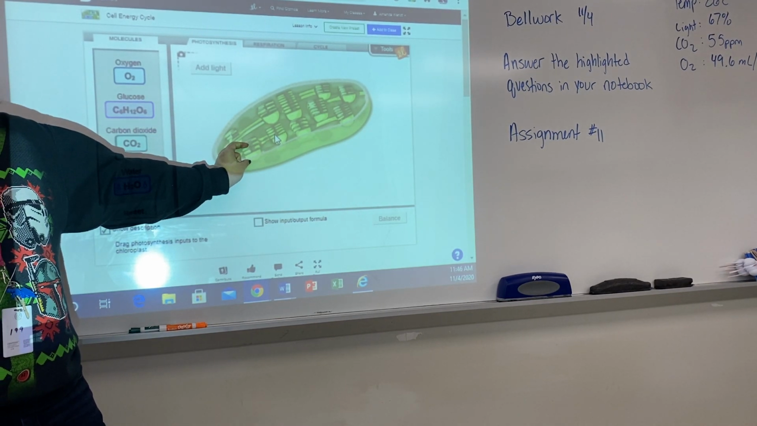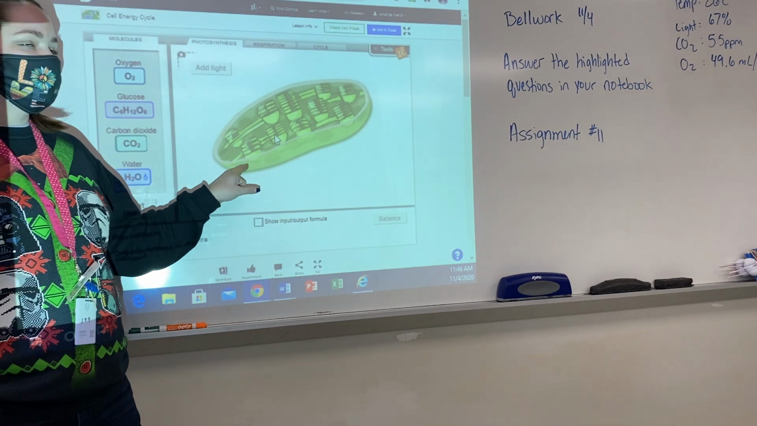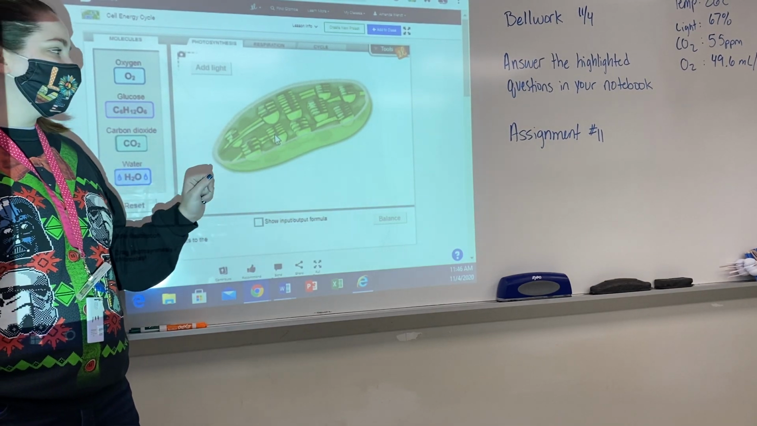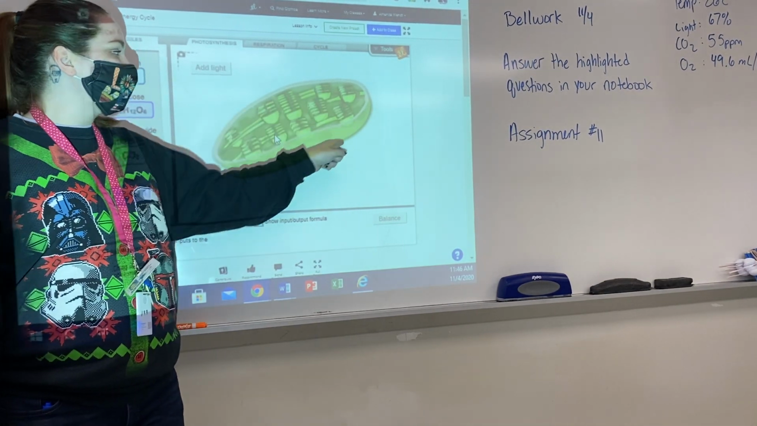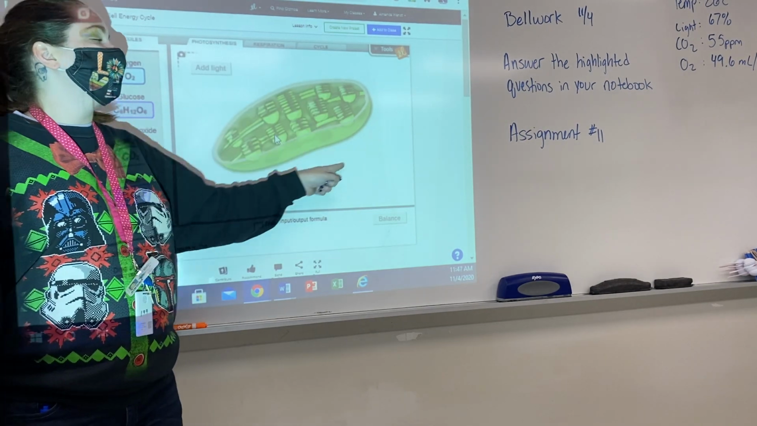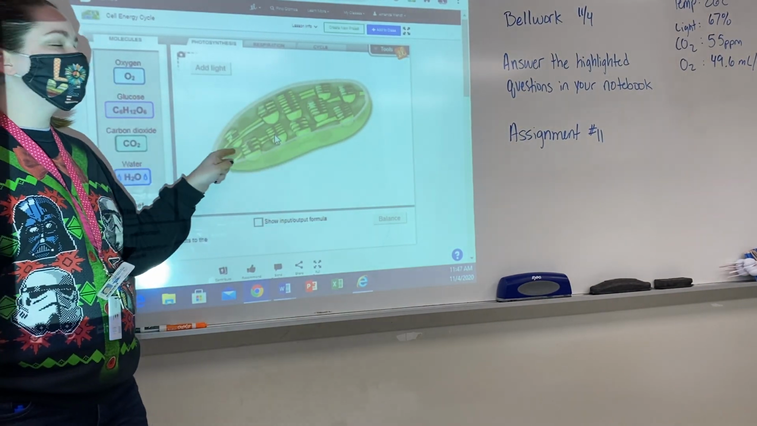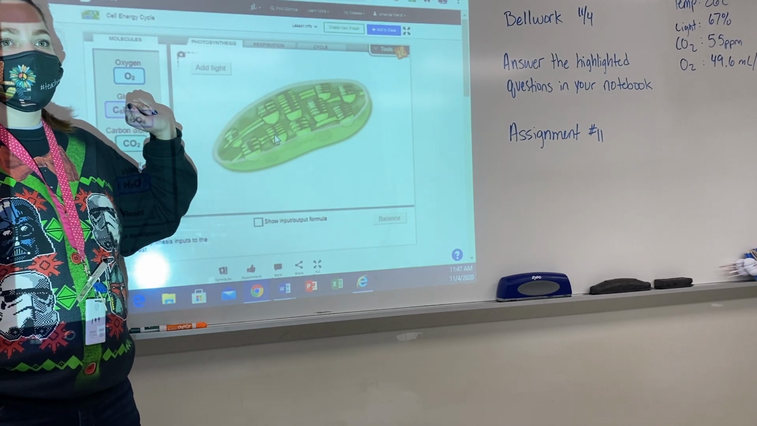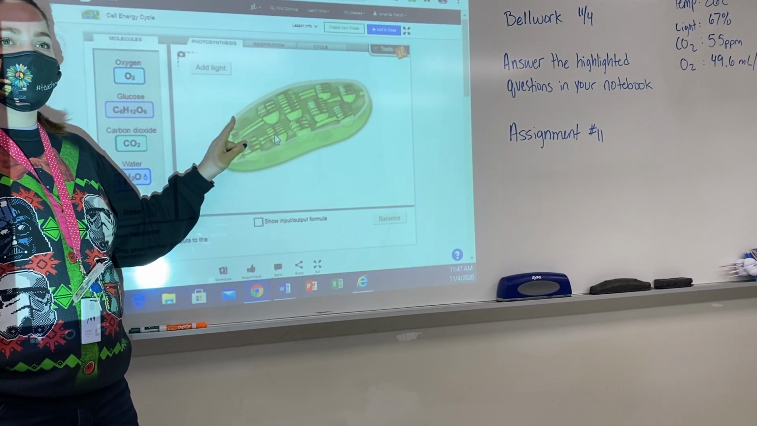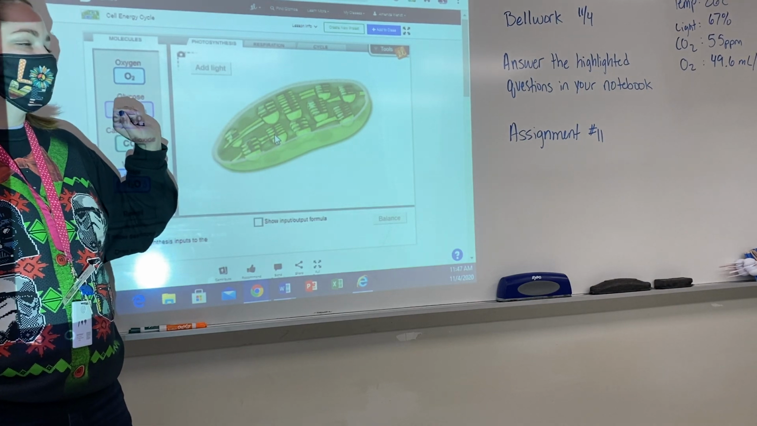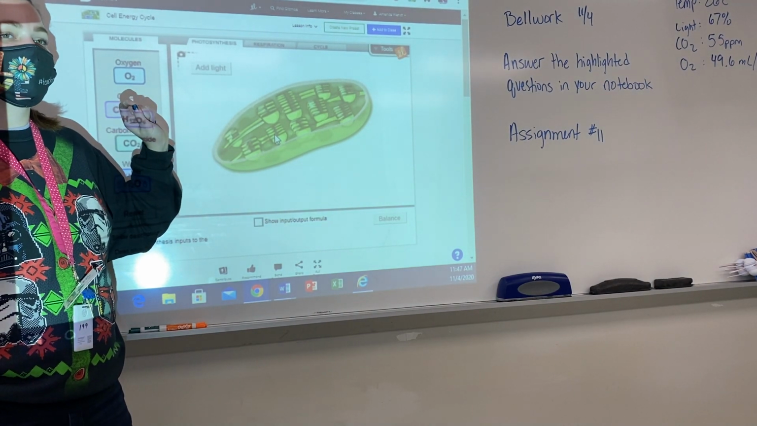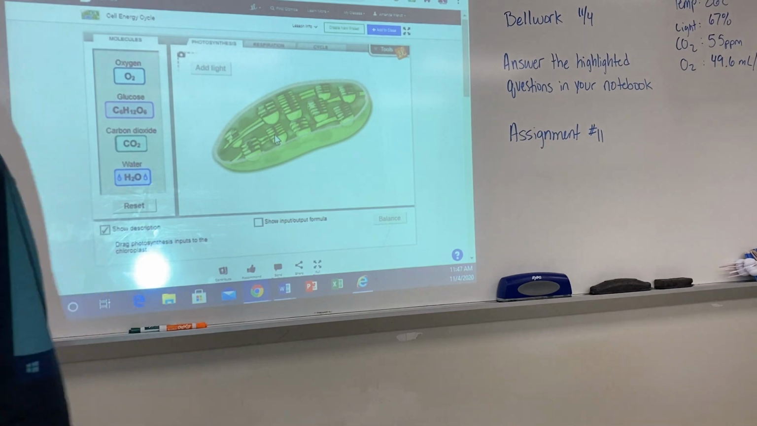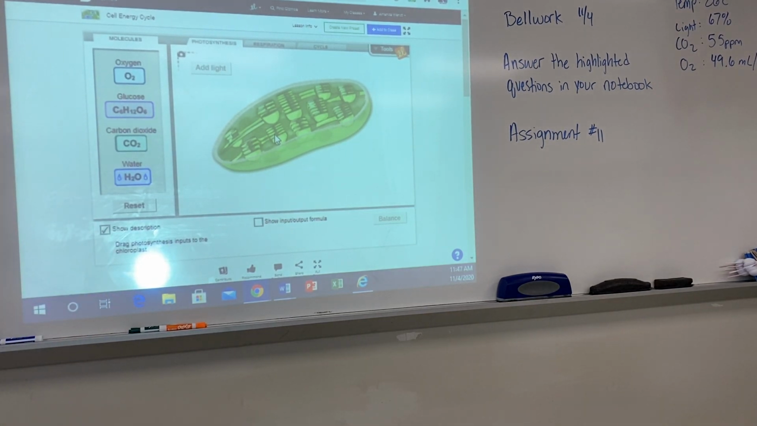What is this group called? Grana. What is your grana made of? What are the individual discs? Thylakoids. What is the thing surrounding? Outer membrane. And then what is the fluid in the empty space inside? The matrix. The stroma, because we're in the chloroplast. The matrix is in the mitochondria. Yes. All right. So we have our chloroplast here.